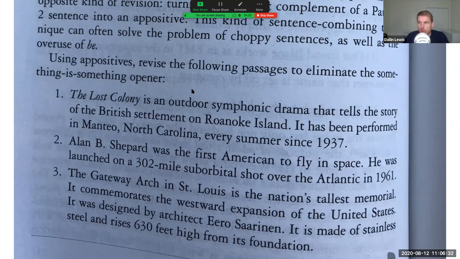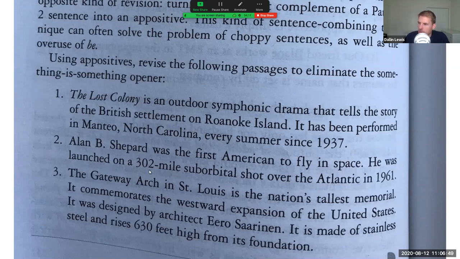I could even switch the order. I could say, an outdoor symphonic drama that tells the story of the British settlement on Roanoke Island. I guess you could, and then you put commas between The Lost Colony has been performed, but this just sounds kind of weird, so I don't think you'd normally do that. Let's look at the next one.